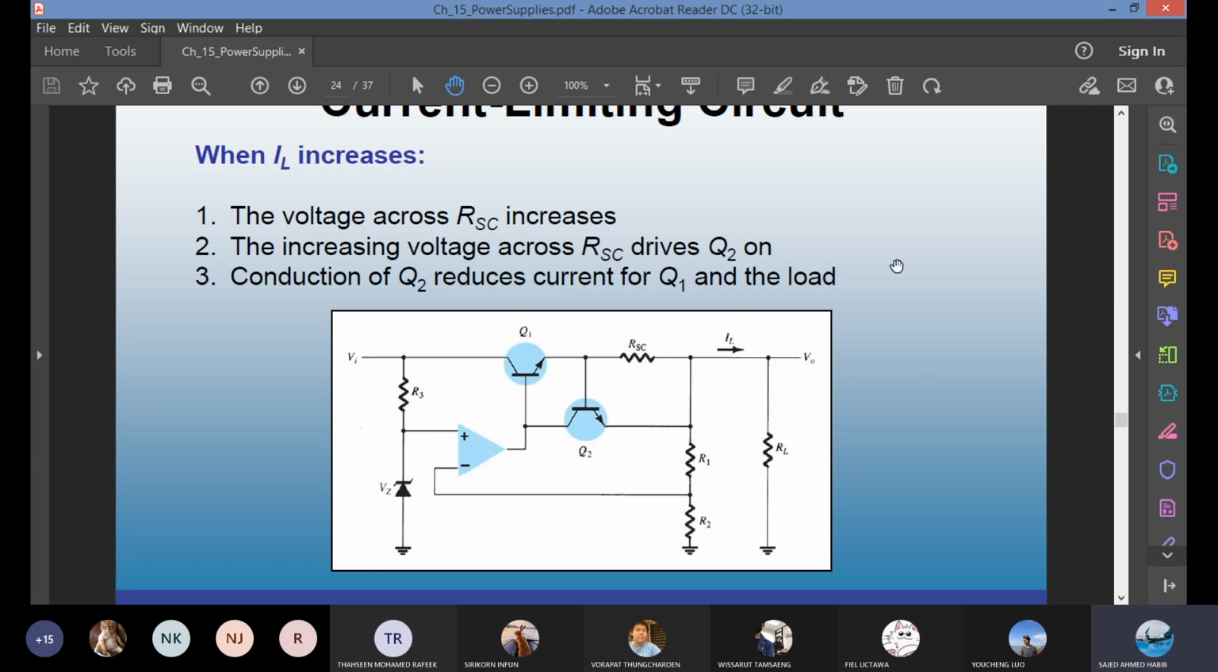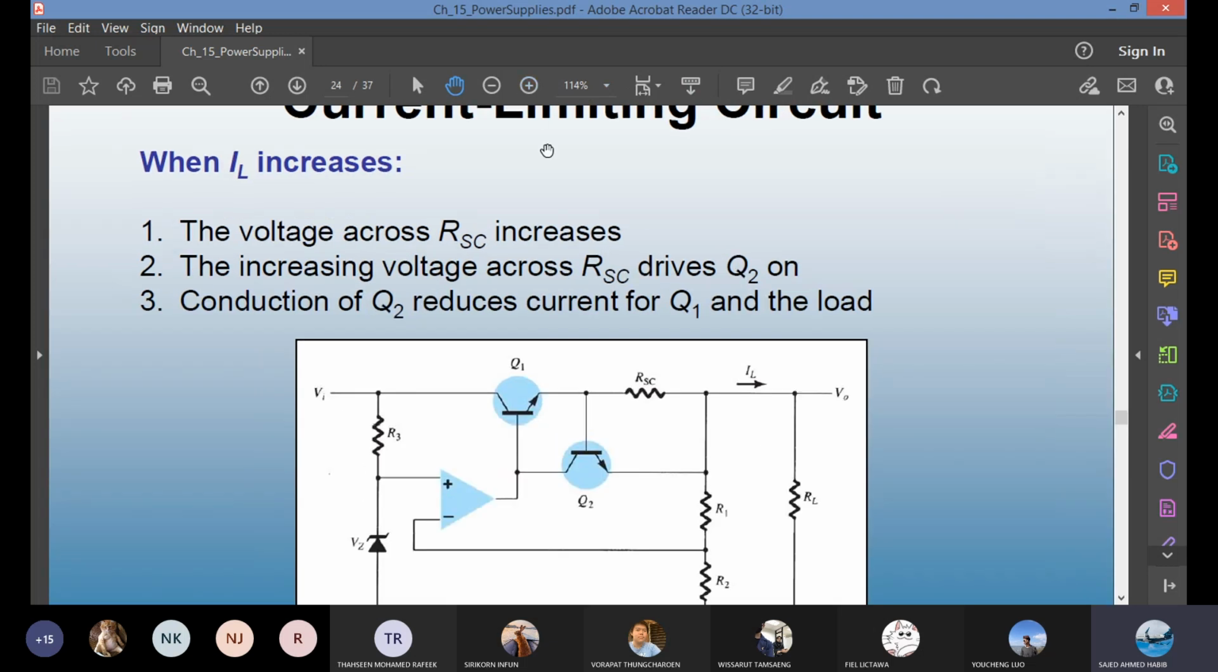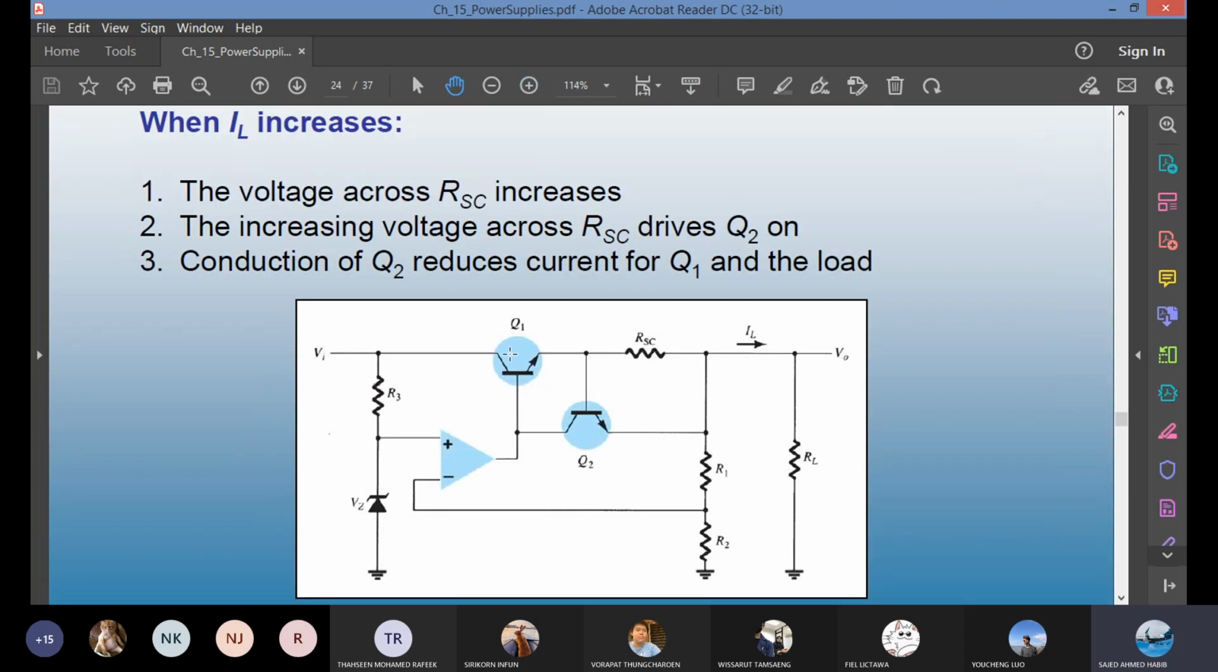Here's a configuration of current limiting circuit. So this needs some discussion. What do we have here? We have two transistors, two NPN transistors, Q1 and Q2. We have an op-amp. So here is Q1. And then we have Q2. The second one is Q2, the bottom one, second transistor. We have an op-amp right here. And then you have a Zener connected on the input side.